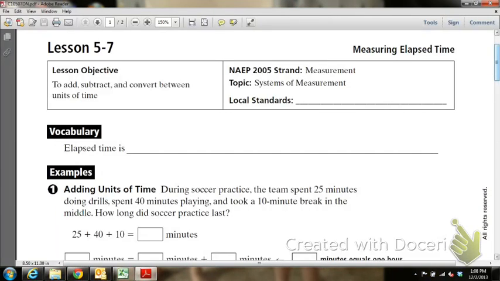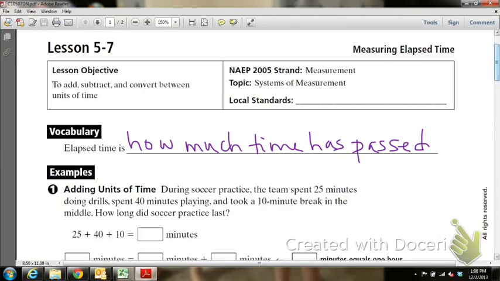In lesson 5-7, we're going to measure elapsed time. So what is elapsed time? Elapsed time is just how much time has passed. The trick with elapsed time is that oftentimes you're going to have to convert the units because you're going to get more than what you need. And this is going to happen in example 1.